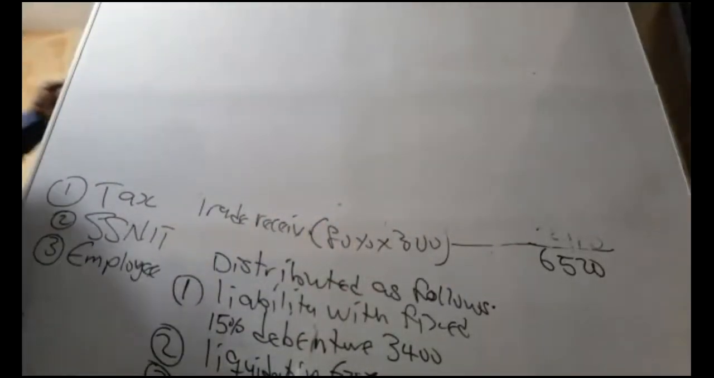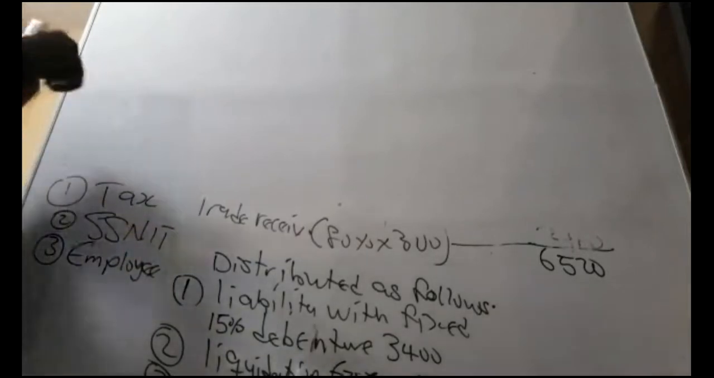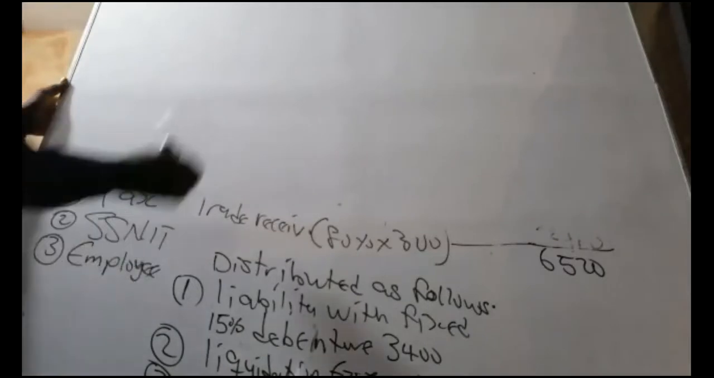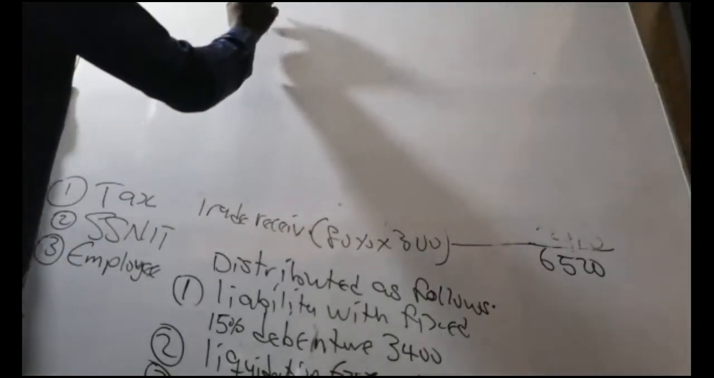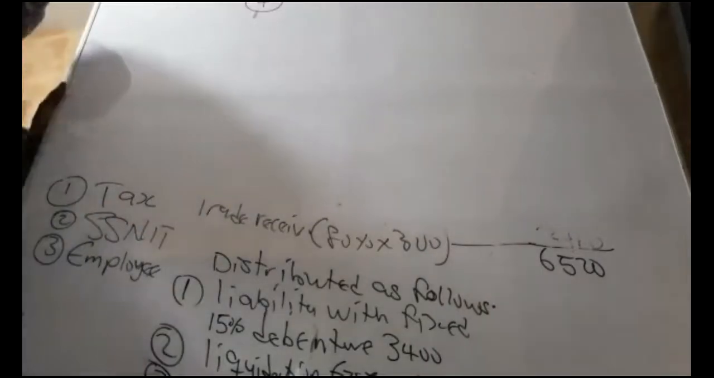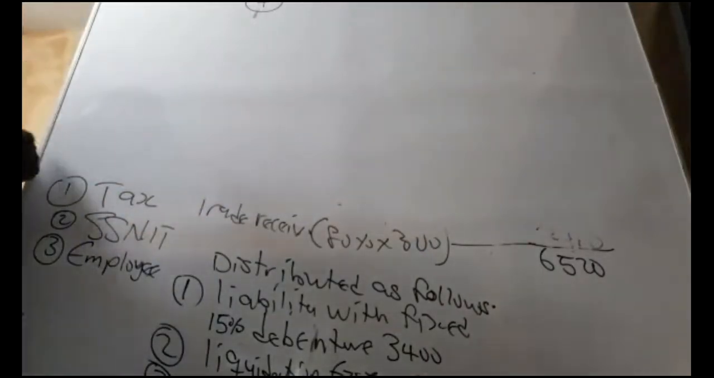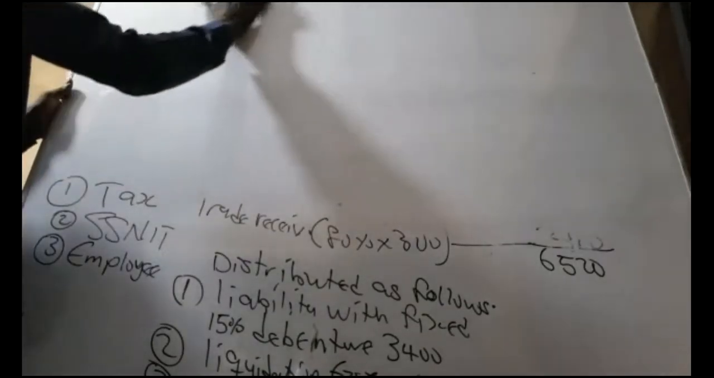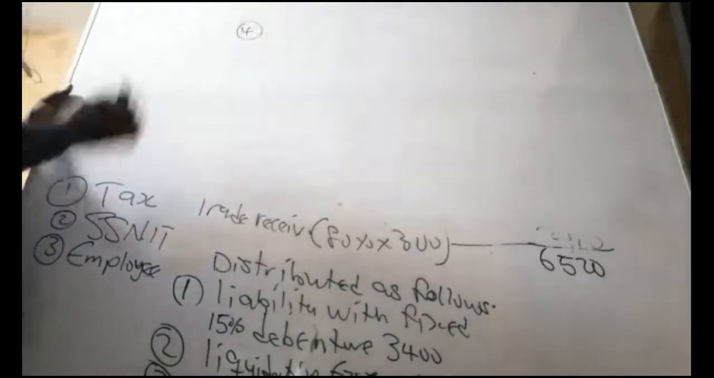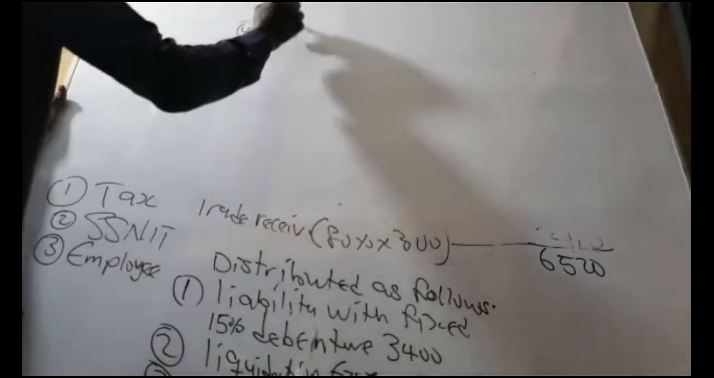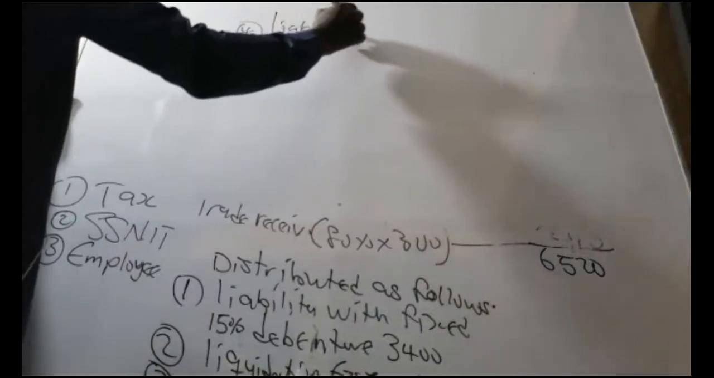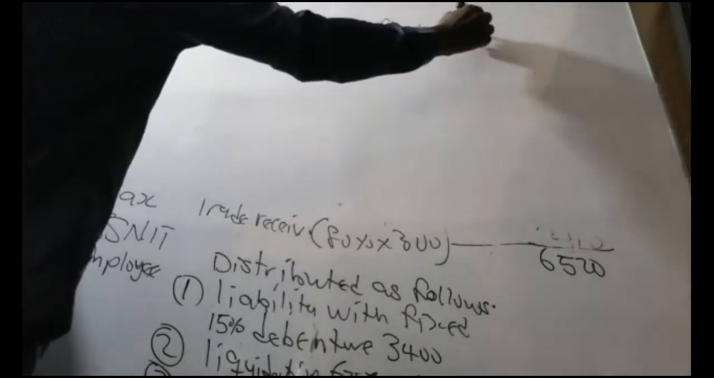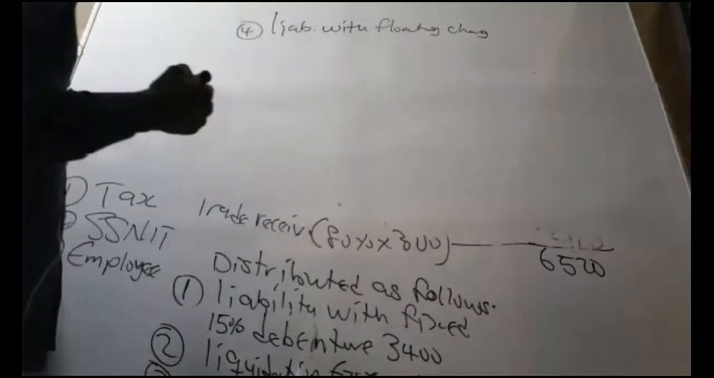Okay, so if I should continue from the top, we are on the fourth one. I'll continue the fourth one here like this. The fourth one is liabilities with floating charge.